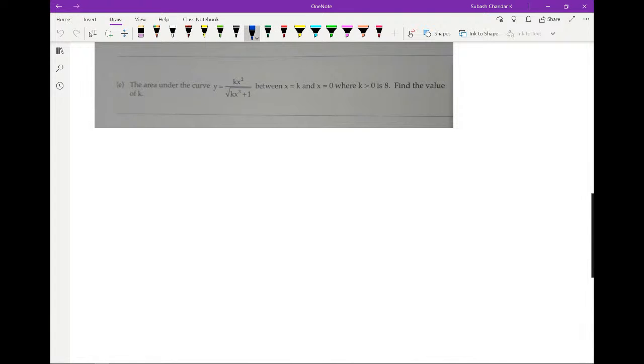So what we have here is area under the curve. This is the ugly looking curve between x equals k, so we're going to write this down: between x equals k and x equals 0, where k is bigger than 0, the area is 8. That's what we have so far. Tim Tam, are we okay with that so far? That's an integration question, by the way.